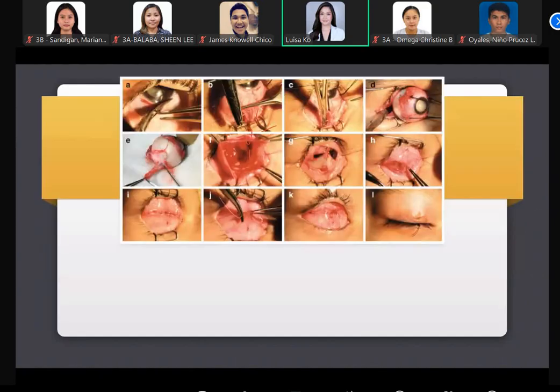I think this is the last. All right, so this is a picture of a surgical technique for this particular right eye. Can we tell what this surgical procedure is? Letter E picture gives you a hint.